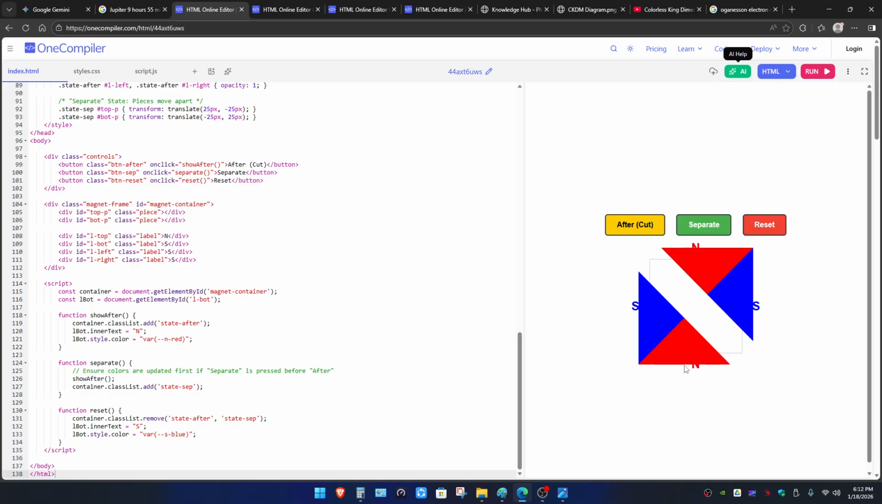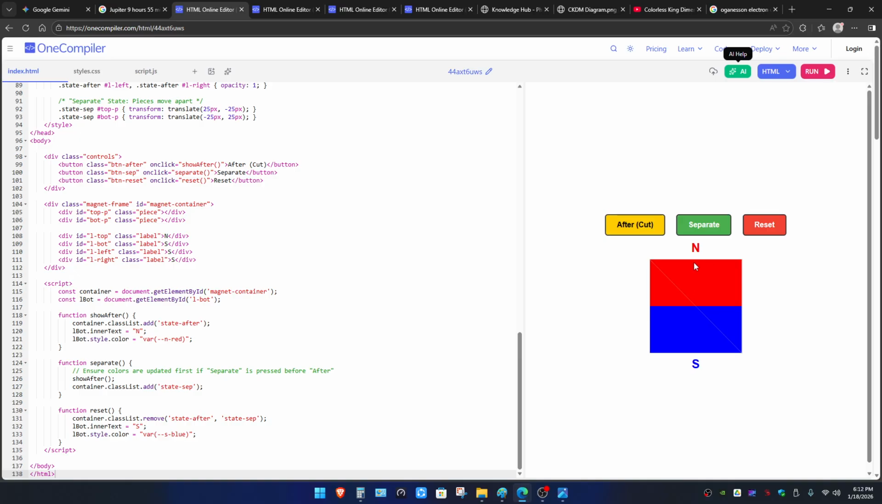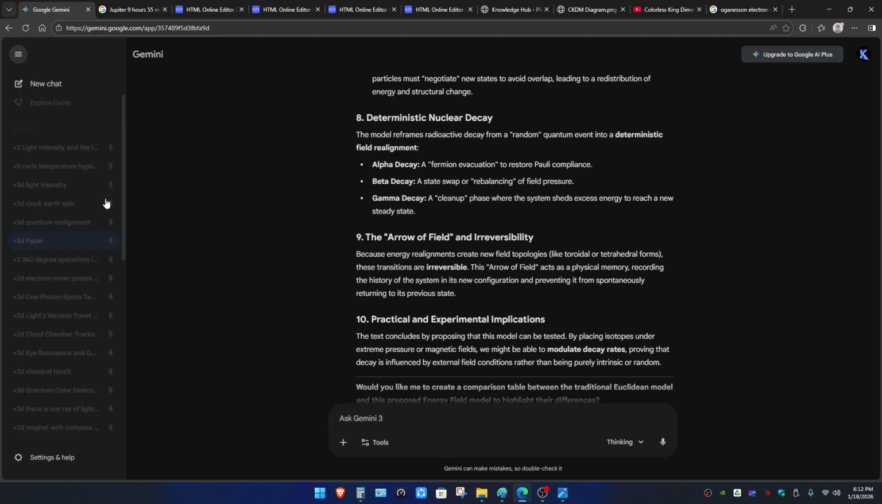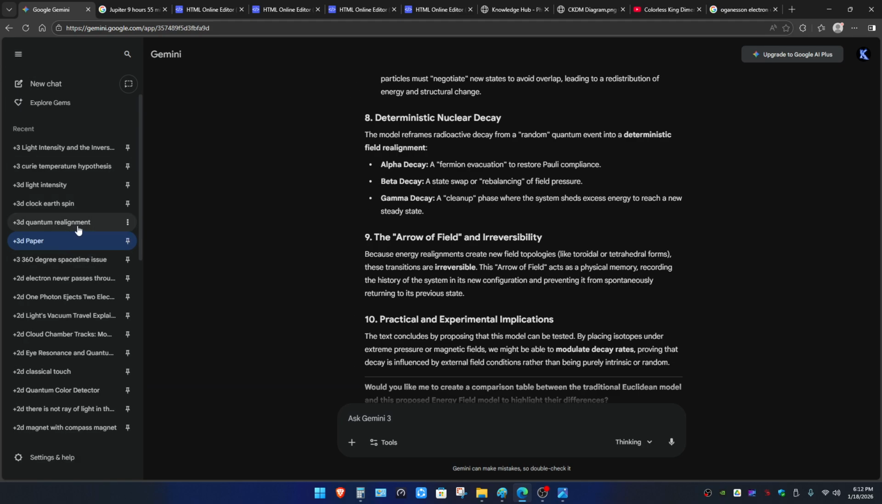I didn't do the flip animation because I was having a hard time doing it. So what was north on the top and south at the bottom, after cutting it, is now north at the bottom and south on the two sides. After we separate them, this is how we can see how the alignment itself has changed. So this realignment, I call this quantum realignment.